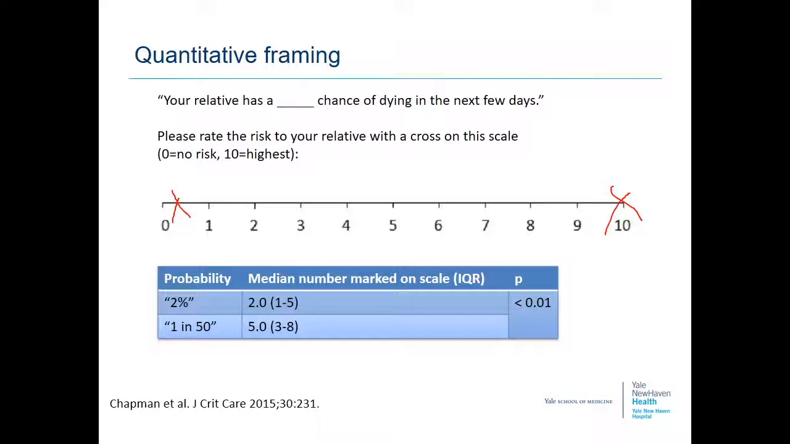And this phenomenon of how percentages seem to be lower risk than frequencies, or at least perceived as lower risk than frequencies among the majority of surrogates, has been reproduced not just in critical care, but in different studies in oncology as well.